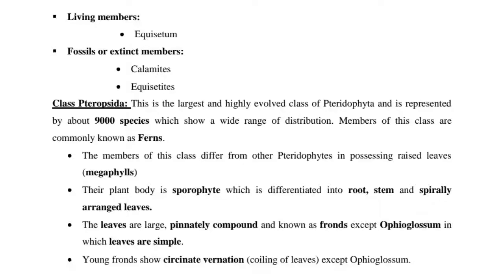Class Pteropsida. This is the largest and highly evolved class of Pteridophyta and is represented by about 9,000 species which show a wide range of distribution. Members of this class are commonly known as ferns. The members of this class differ from other pteridophytes in possessing large leaves, megaphylls. Their plant body is a sporophyte which is differentiated into root, stem and spirally arranged leaves. The leaves are large, pinnately compound and known as fronds, except Ophioglossum in which leaves are simple.